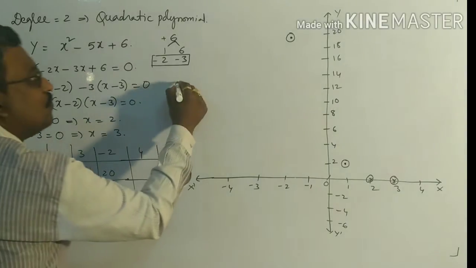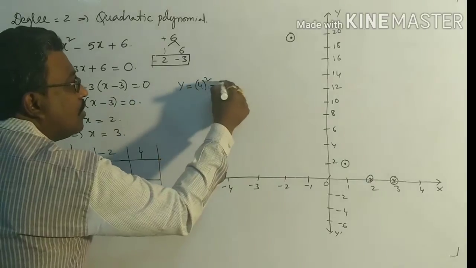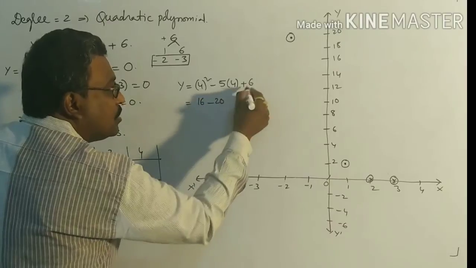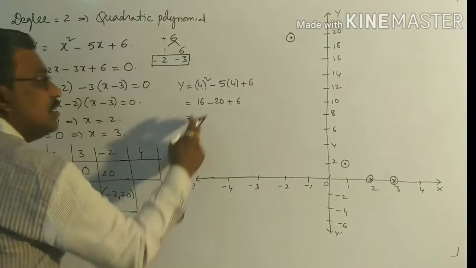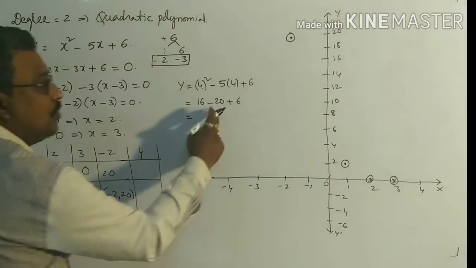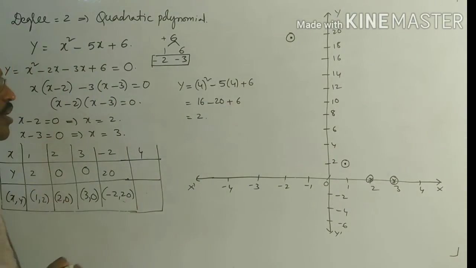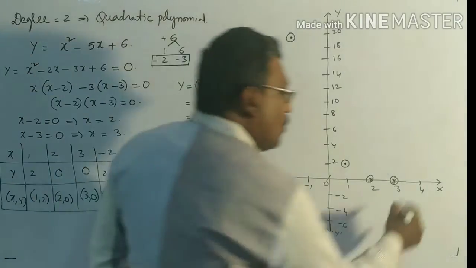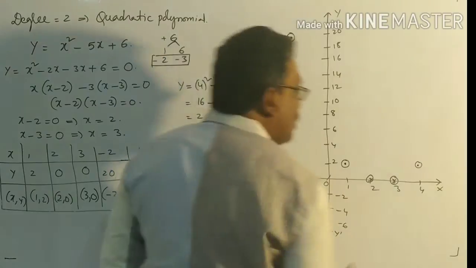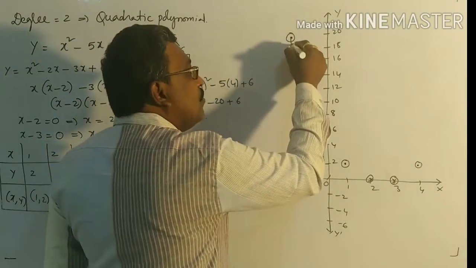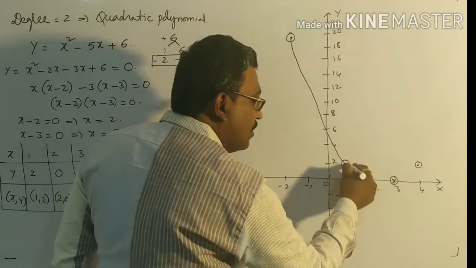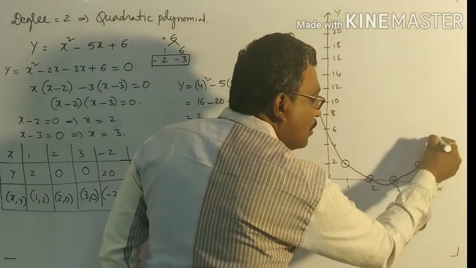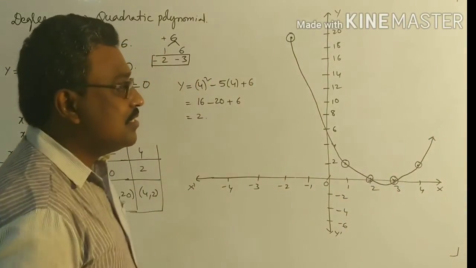Now, if x is equal to 4, 4 square minus 5 into 4 plus 6: 16 minus 20 plus 6, that is 16 minus 20 is minus 4, plus 6, gives 2. So the point is 4 comma 2. Now I join the points with a free hand. It will go like this.